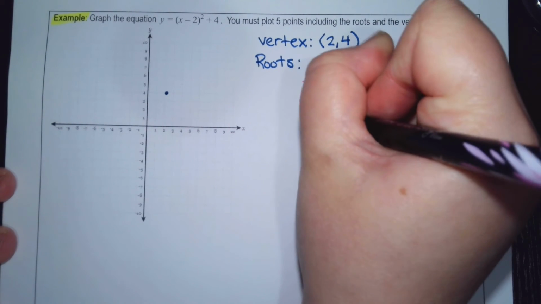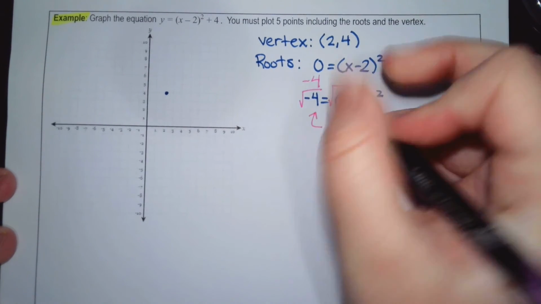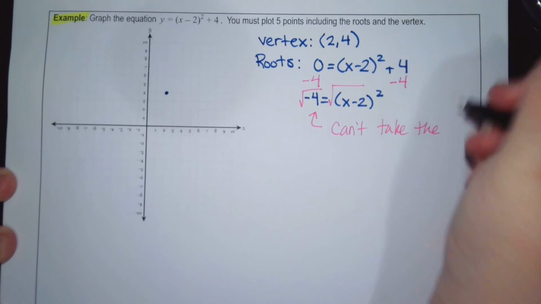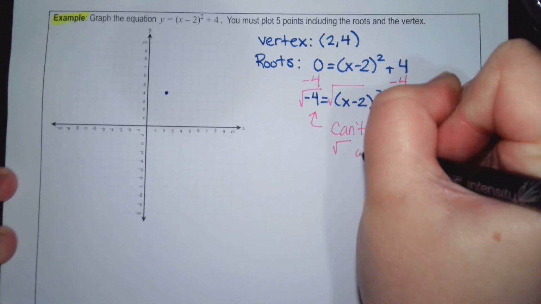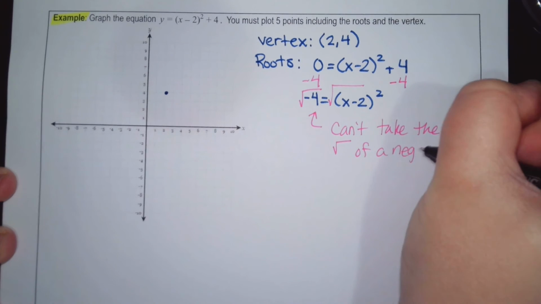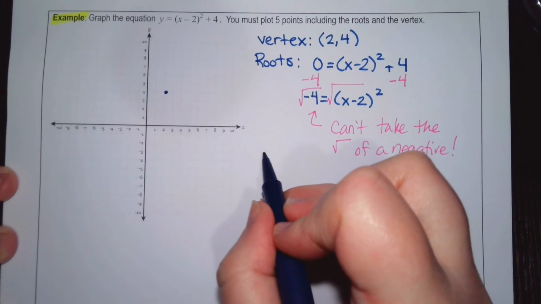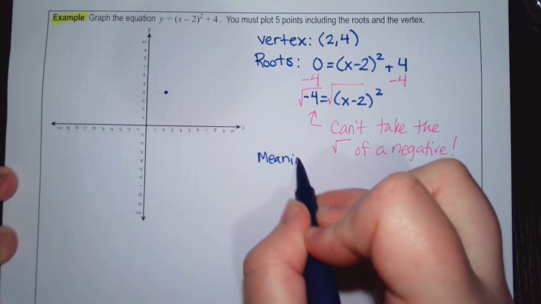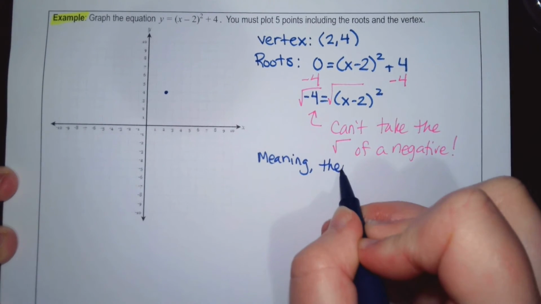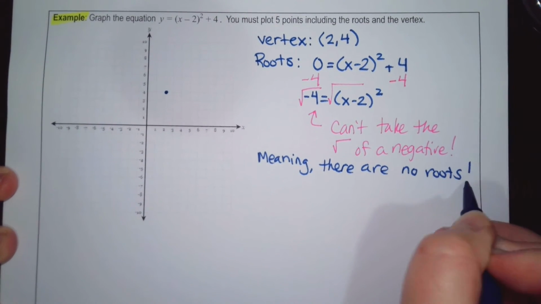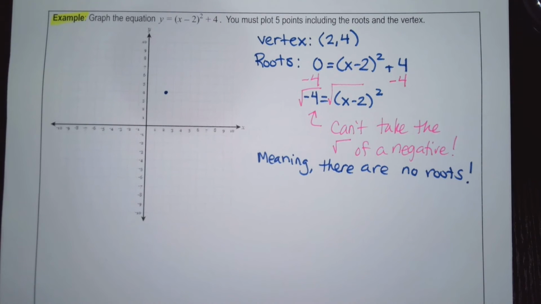So we can't take the square root of a negative, meaning there are no roots. But we still need 5 points to graph.